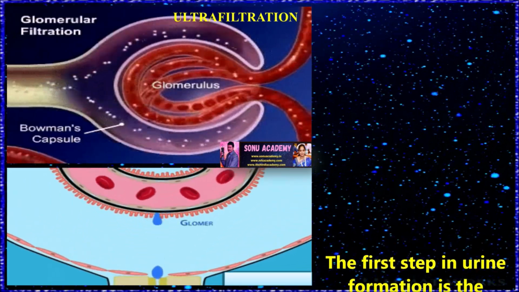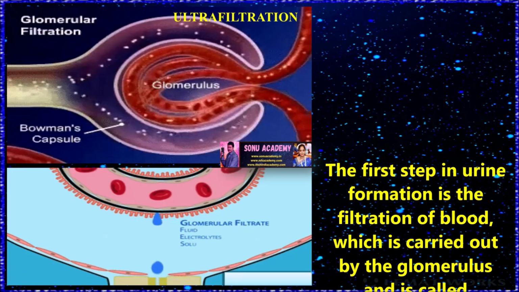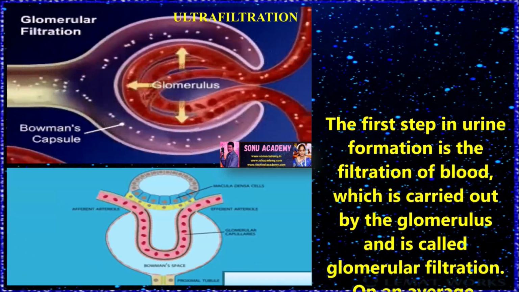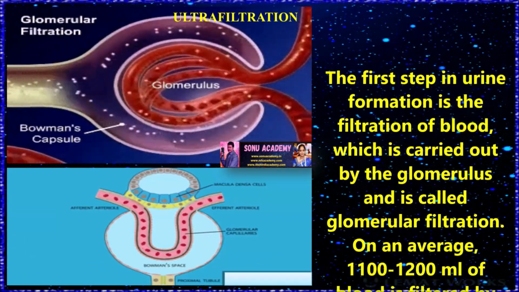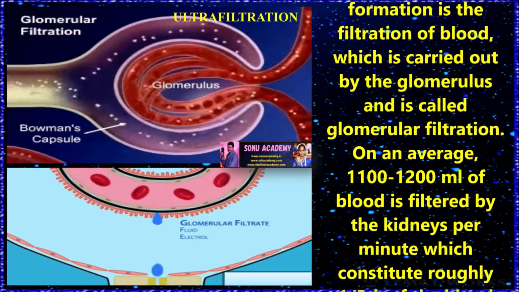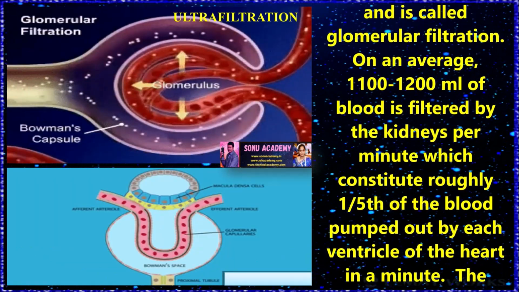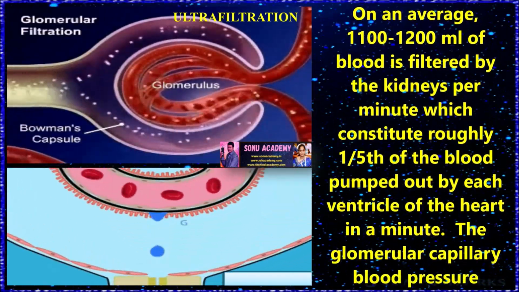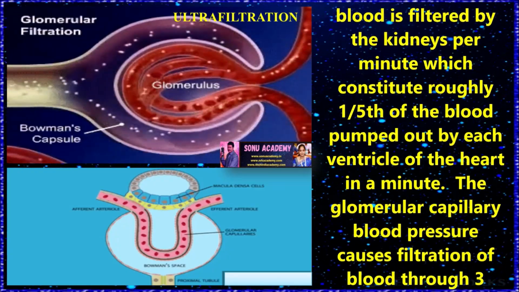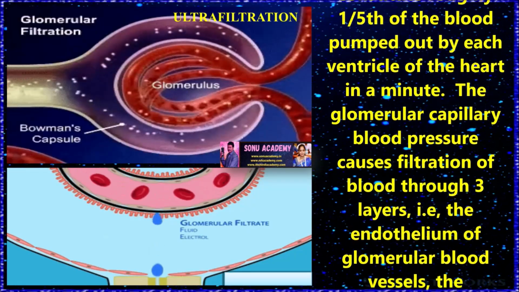Let us discuss ultrafiltration. The first step in urine formation is the filtration of blood, which is carried out by the glomerulus, and it is called glomerular filtration. On an average, 1100 to 1200 ml of blood is filtered by the kidneys per minute, which constitutes roughly 1/5 of the blood pumped out by each ventricle of the heart in a minute.